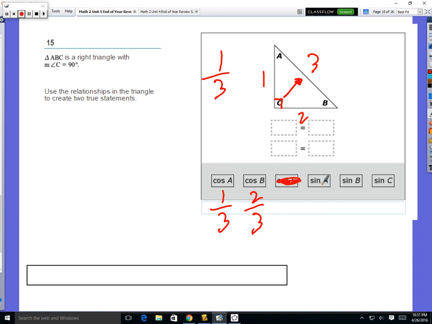Okay, sine from the A. Sine from A is opposite over hypotenuse, so that would be 2/3. Sine from B would be opposite over hypotenuse. That's 1/3. And sine from C, don't do that. They're going from the 90. So here we go. Cosine from A is going to give you the exact same thing as sine from B. And cosine from B will give you the exact same thing as sine from A.